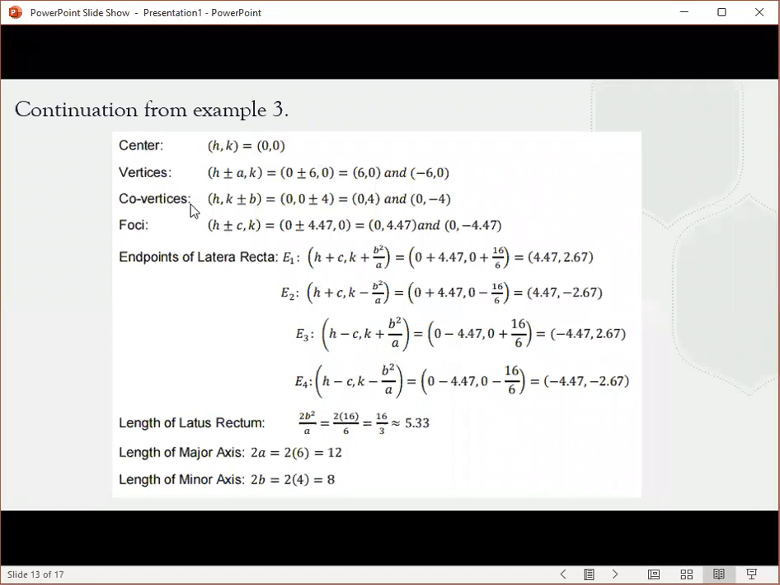Next, the co-vertices. The coordinates H, K plus and minus B. So again, H is 0, and then your K is 0, plus and minus your B is 4. So you have 0 and 4. Another co-vertex is 0 and negative 4. Now for the foci, we have H plus C, that's 0 plus 4.47. So you have your 0 and 4.47. Another H minus C, that's 0 minus 4.47.